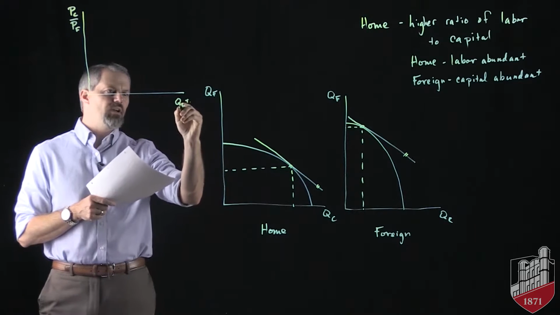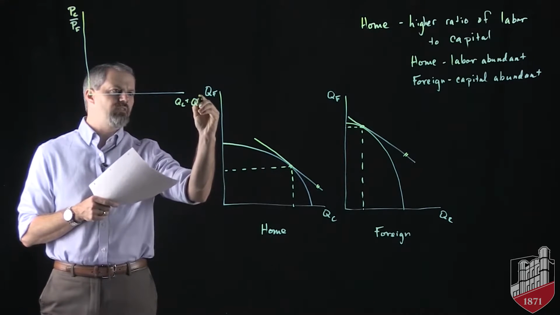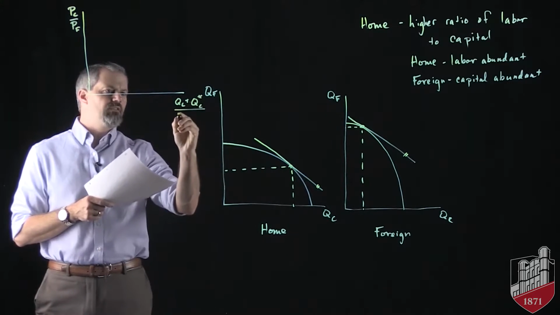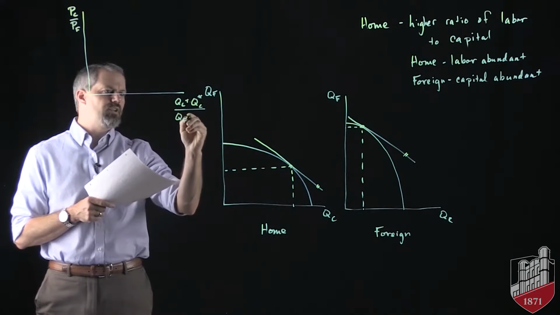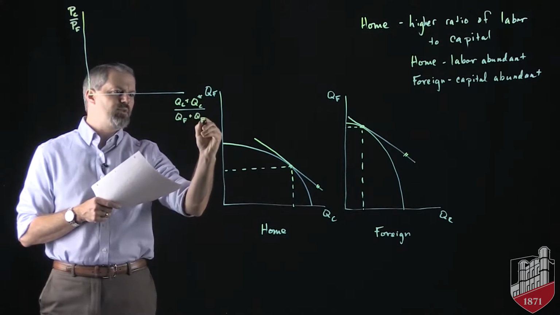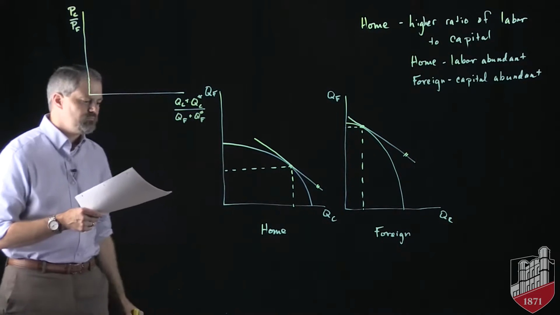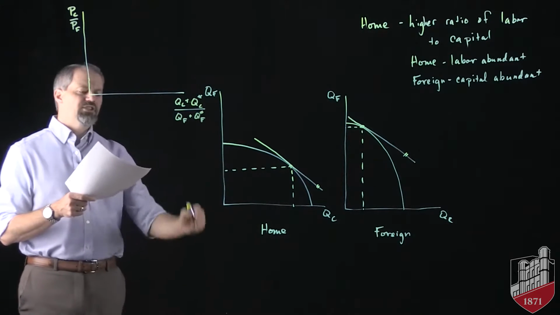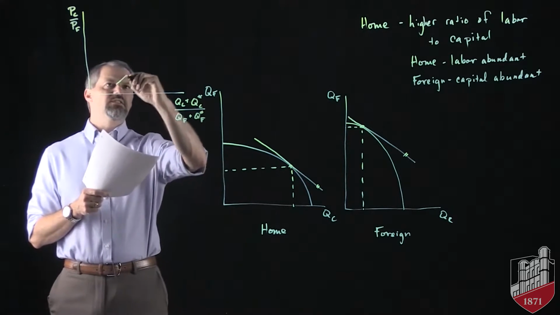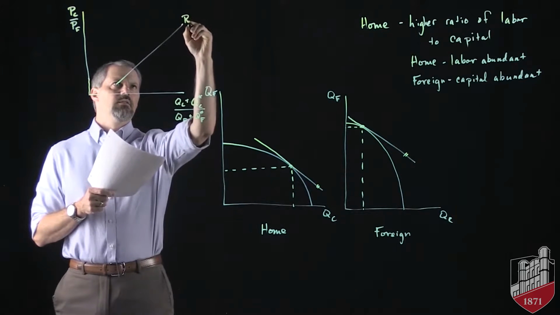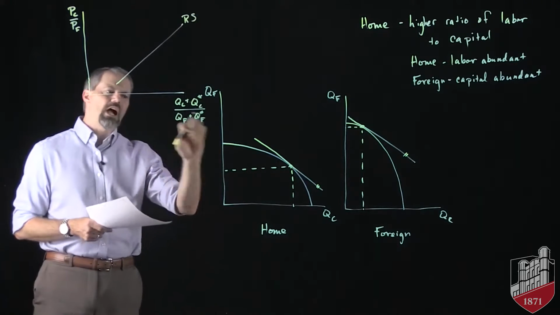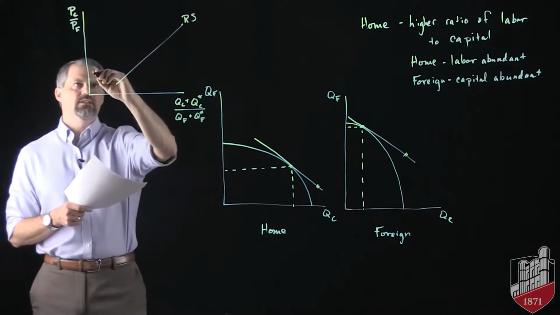So that's going to be the quantity of cloth produced at home plus the quantity of cloth produced at foreign, divided by the quantity of food produced at home plus the quantity of food produced in foreign. What we've just seen is that home's relative supply curve is going to lie to the right of foreign's relative supply curve.